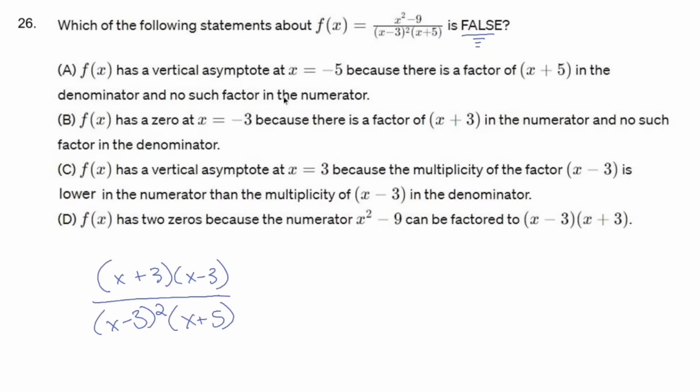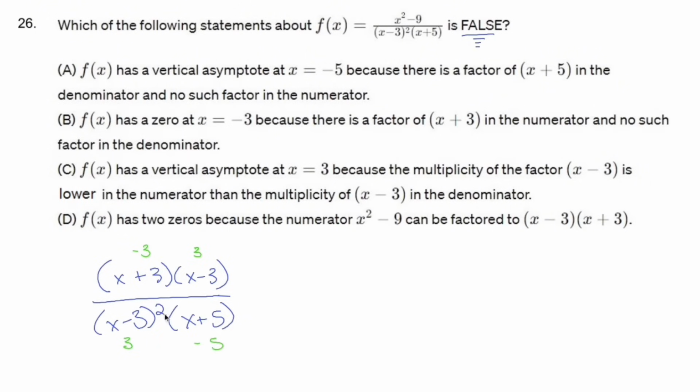Now, just briefly zooming through this, we're looking at magic words like vertical asymptotes, zeros, and holes. So we need to pretend that each of these factors is set equal to 0 and figure out their magic numbers. For example, if x plus 3 equals 0, you subtract 3 and negative 3 is your magic number. Positive 3 is your magic number. Negative 5 is your magic number.